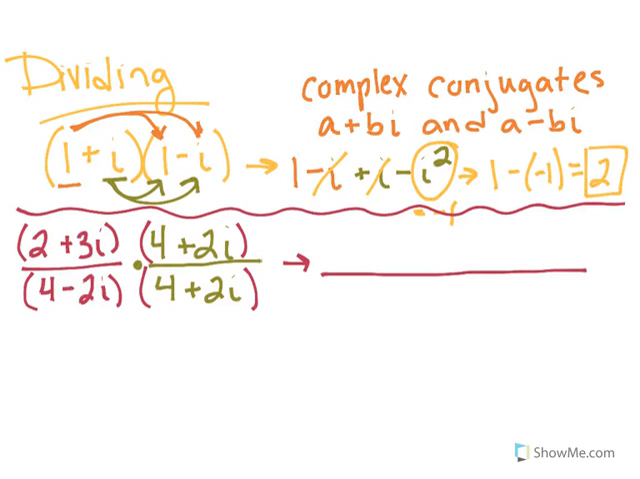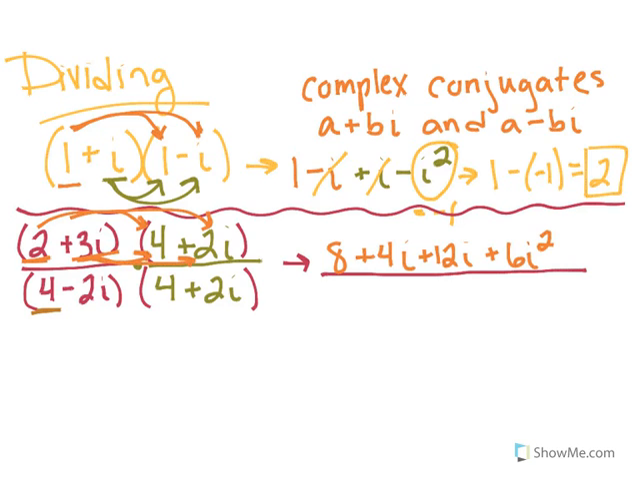So the first thing I'm going to do is grab the first part of my numerator, which is 2, and I'm going to get him distributed here and here first. So that's going to give me 8 plus 4i, and then I'm going to move on to 3i and distribute him. So 3i times 4 is 12i, and 3 times 2i is going to be 6i squared. All right, and then we're going to move on to the denominator.